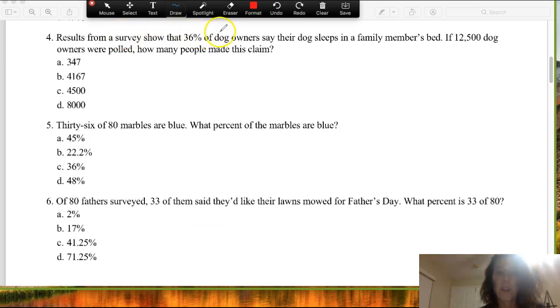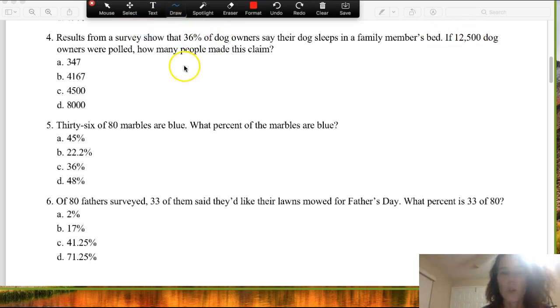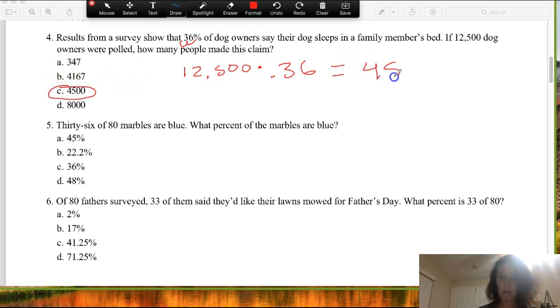Okay, results from a survey show that 36% of dog owners say their dogs sleep in a family member's bed. If 12,500 dog owners were polled, how many of them made this claim? So we just need to know what 36% of 12,500 is. When you do of, that means multiply. I'm going to go 12,500 and I'm going to take 36% of it. Change the percent to a decimal for multiplying. So this will be times 0.36. Remember, move over 2 places. And if I go 12,500 times 0.36, I'm going to get 4,500. 4,500 say that dogs sleep in a family member's bed.